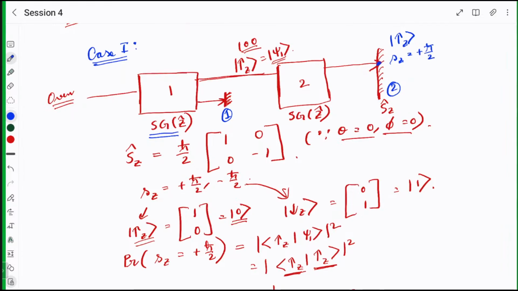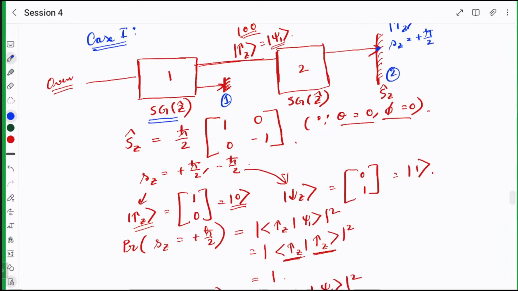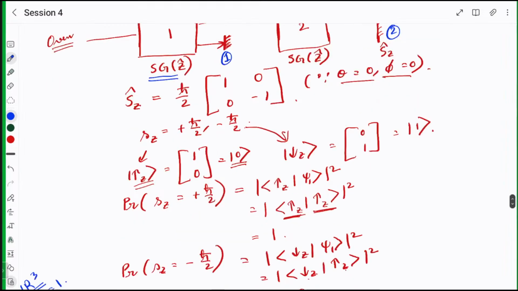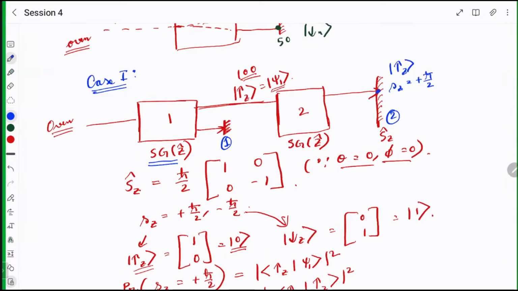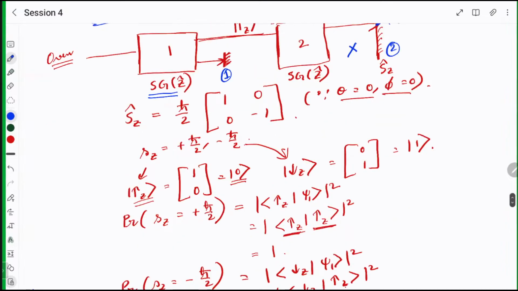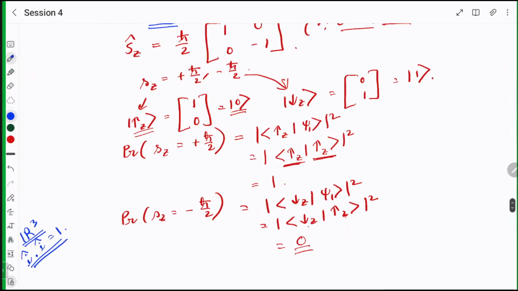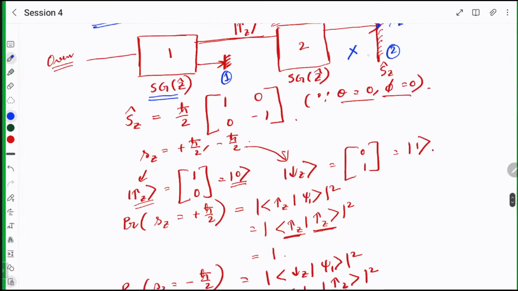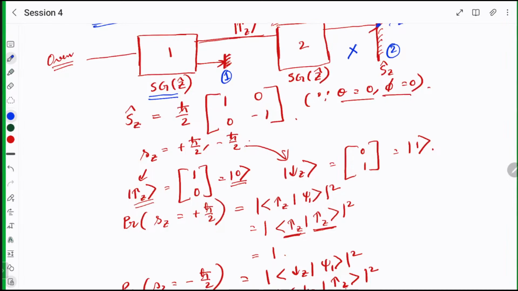So is this part clear, why this is happening? And this is something we expected from classical mechanics also. If you have something in the up z state and you measure its z component again, you will again get up z only. You won't get anything in down z, because the probability of finding Sz minus h cross by 2 is 0. So is this point clear? Okay.